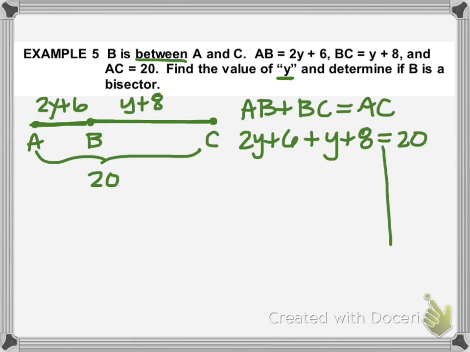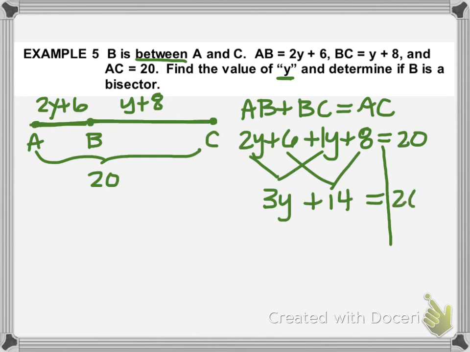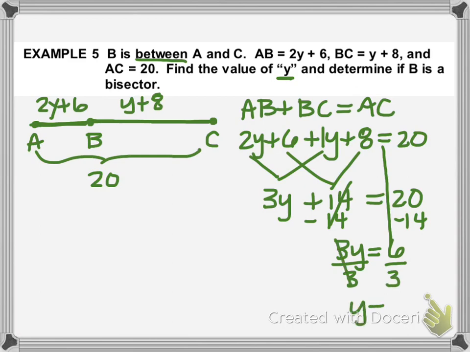So let's go ahead and solve this equation for y. I'm going to first combine my like terms. 2y and y, or 2y and 1y, will combine to make 3y. 6 and 8 will combine to make 14, and that equals 20. Now that my y's are together on one side, I'm going to move my constants to the other side. So to move that 14, I'm going to subtract 14 on both sides. 14 from 14 makes 0. So 3y equals 20 minus 14 is 6. To get rid of the 3, I'm going to divide both sides by that 3. So y equals 2. We found the first part of the problem.